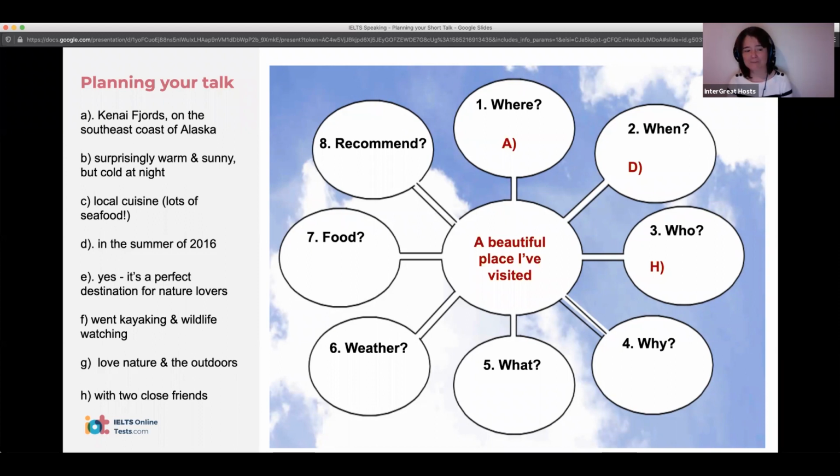Four is why, not what you did, but why you went there. So four is G, the reason why you went there. Number five is exactly, the activities that you did there. Weather is B. Food is C. And then we're left with E for the recommendation. So just a few keywords for each of those headings, but those keywords should be like a trigger, a springboard for you to be able to talk in great detail about these things.